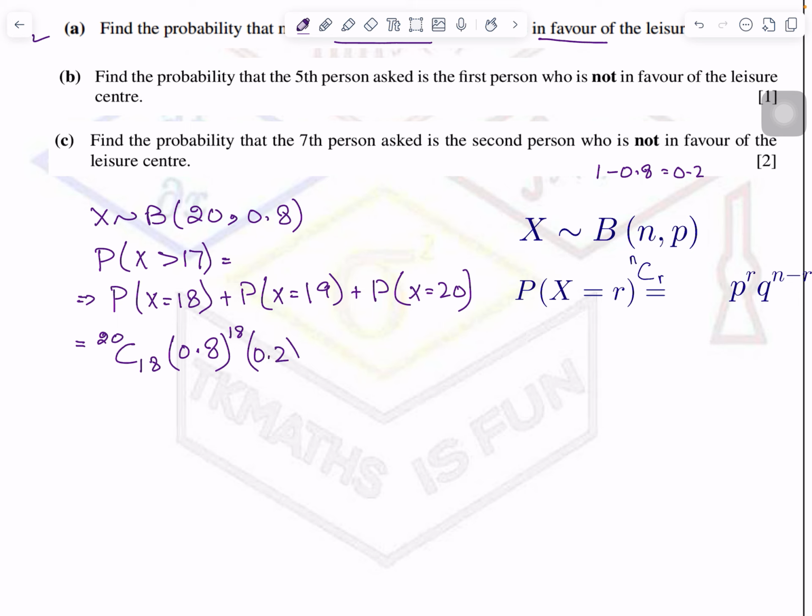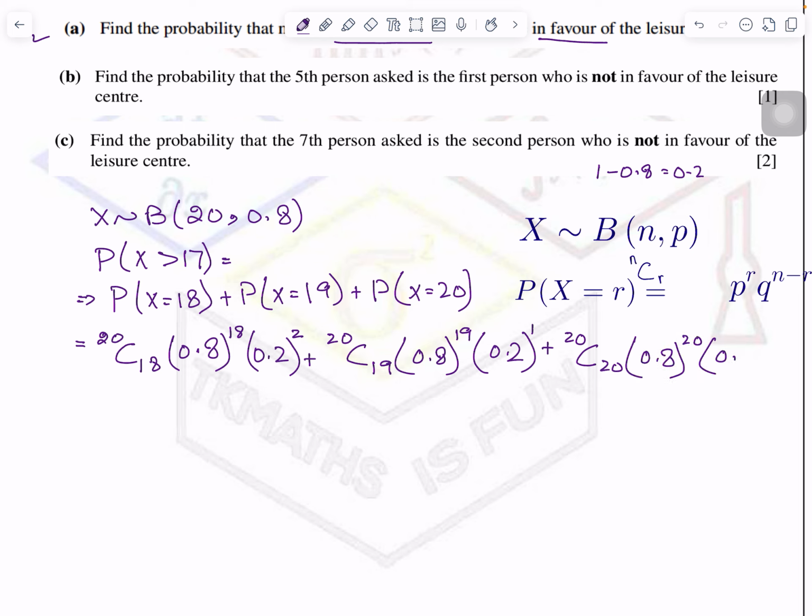You don't need working for that. 20 minus 18 is 2. Then 20C19, 0.8 power 19, and 20 minus 19 is 1. Then 20C20, 0.8 power 20, 0.2 power 20 minus 20, which is 0. And then you can write down the answers here. Like I said, it's better to write down up to 3 to 4 decimal places to get the final answer accurately.